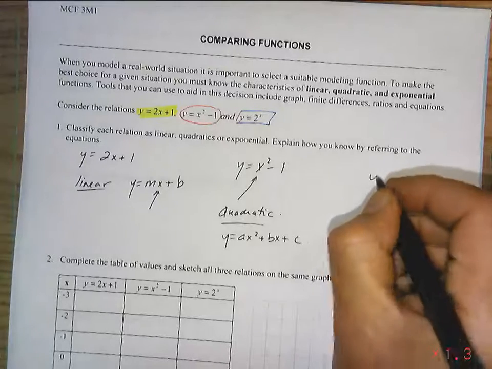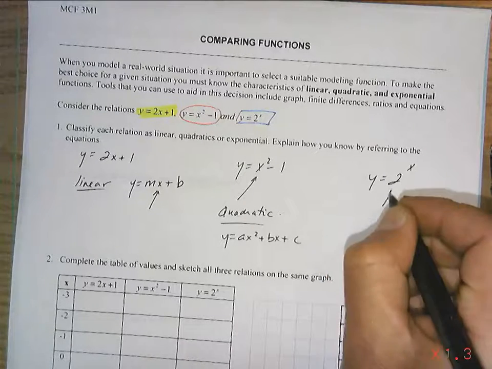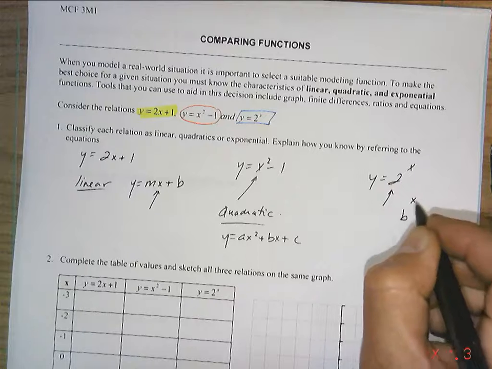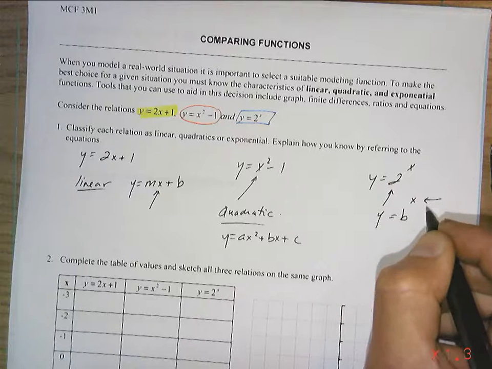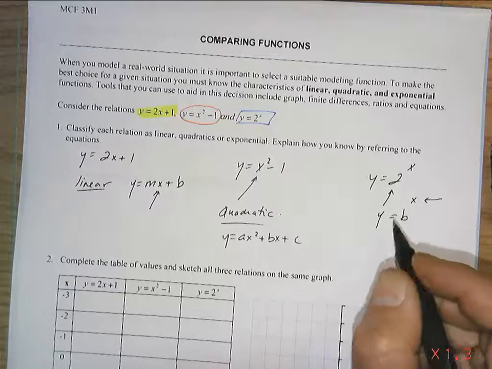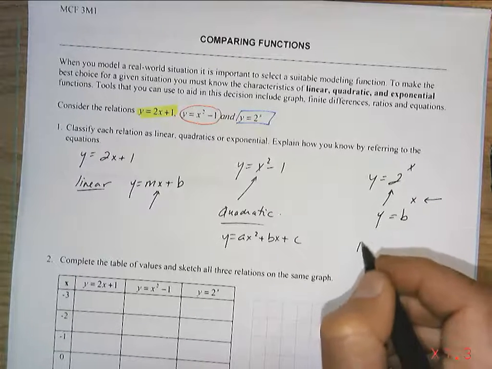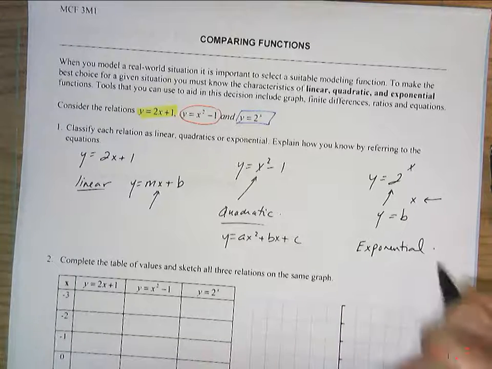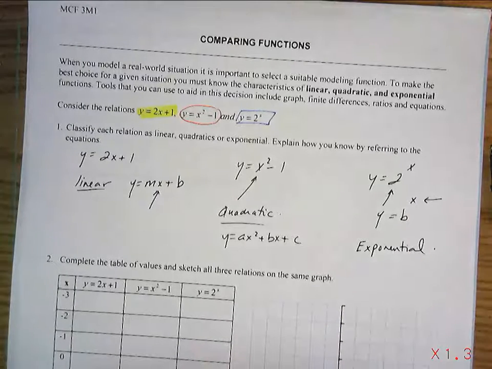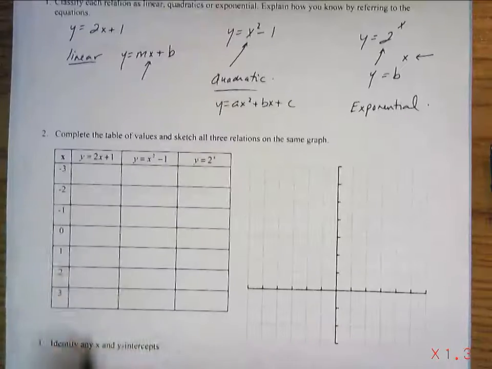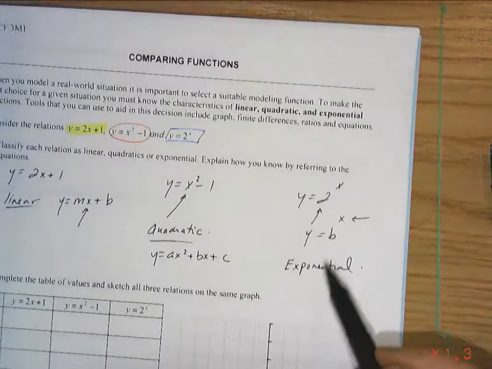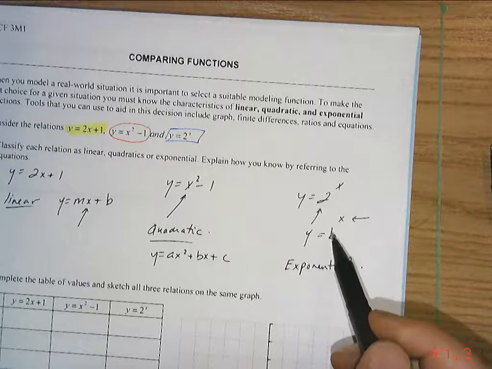And the last one, y equals 2 to the x. Well, you notice you've got a base number here, b, and the variable that's changing is up here in the exponent. We call this a power function, or an exponential. Okay? Okay. I'm sorry, I said we call this a power function. It's not a power function. It is an exponential function. I needed to correct that.